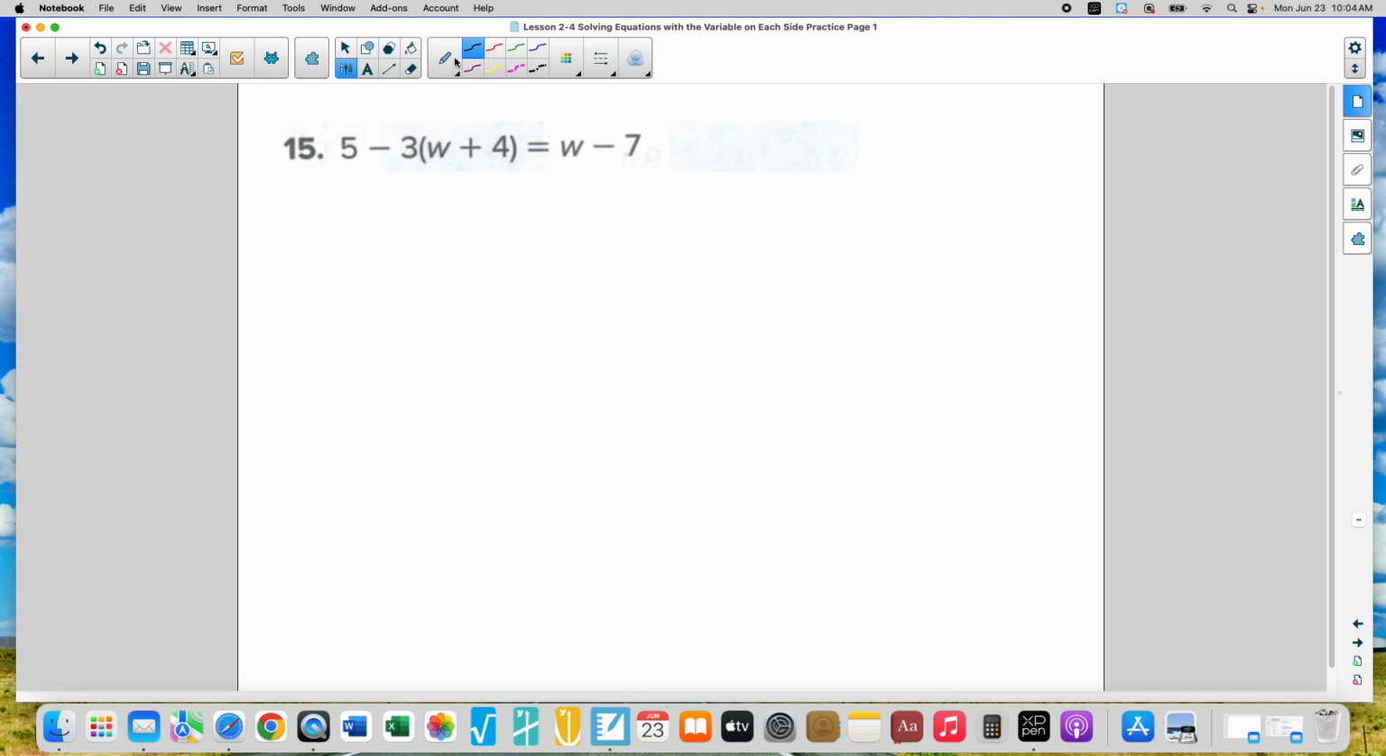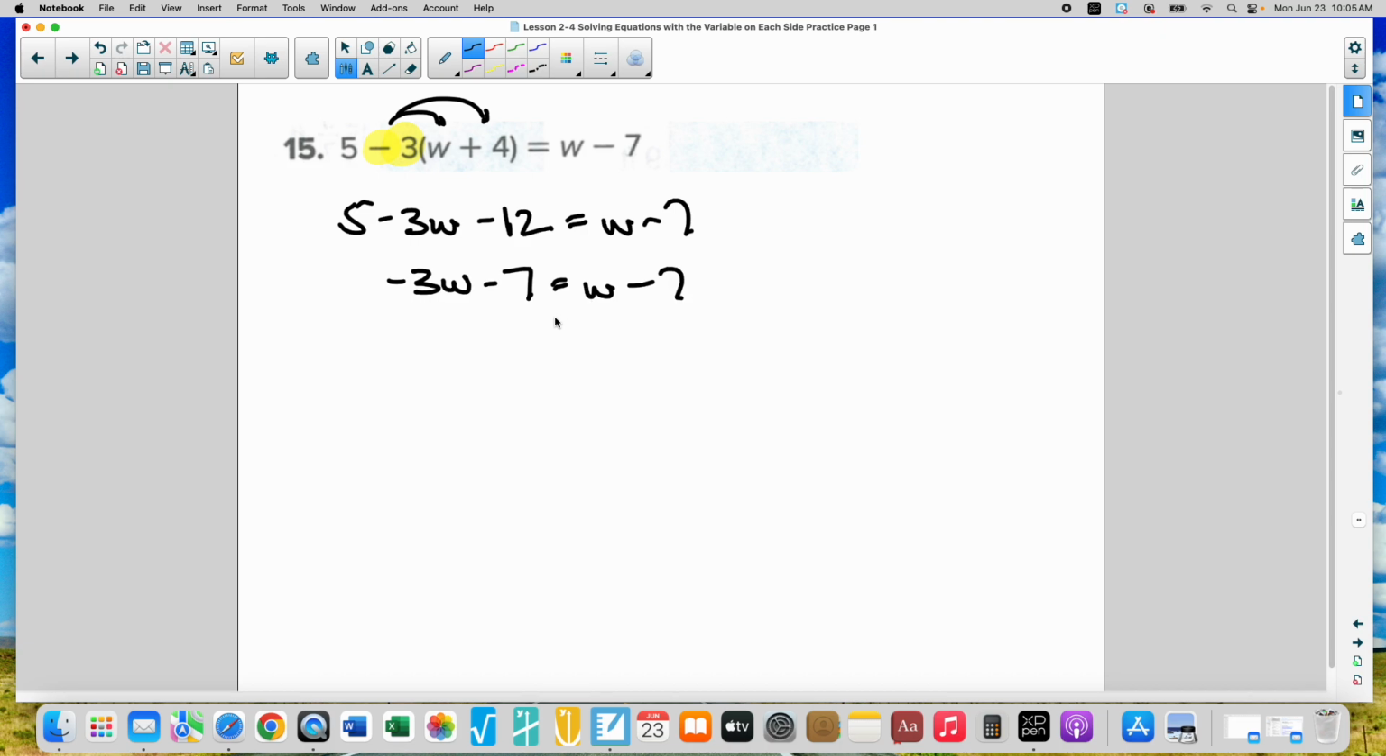Number 15, ooh, I like this one again. This one's always tricky, because students forget that negative when we're distributing. So it's negative 3 times w, negative 3 times 4. So that's 5 minus 3w minus 12 equals w minus 7. Simplify the sides. We're going to combine 5 and negative 12, which gives us negative 7.